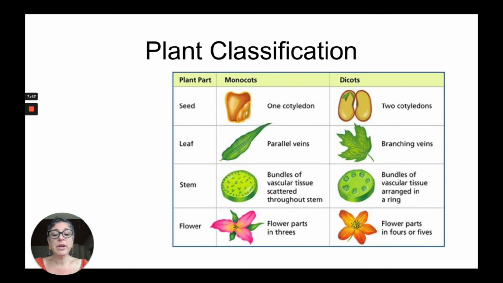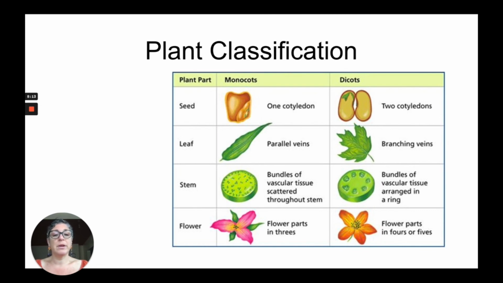We can also look at the stem. If we're able to cut the stem and clearly look at it, we could see how the vascular tissue, which we'll learn about later, is scattered throughout the stem. In a monocot, there's no organization to it at all. It's just randomly scattered, whereas in a dicot, we see bundles that are arranged in a circular pattern closer to the edge of the stem.